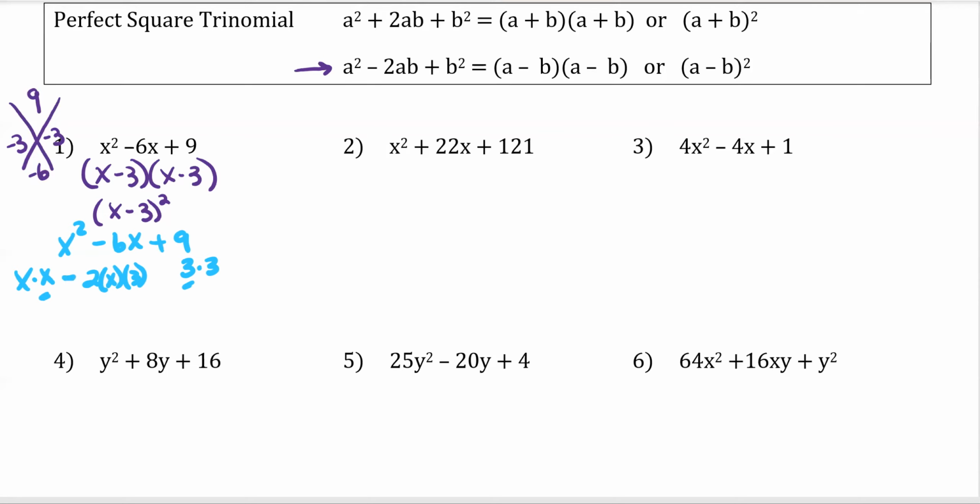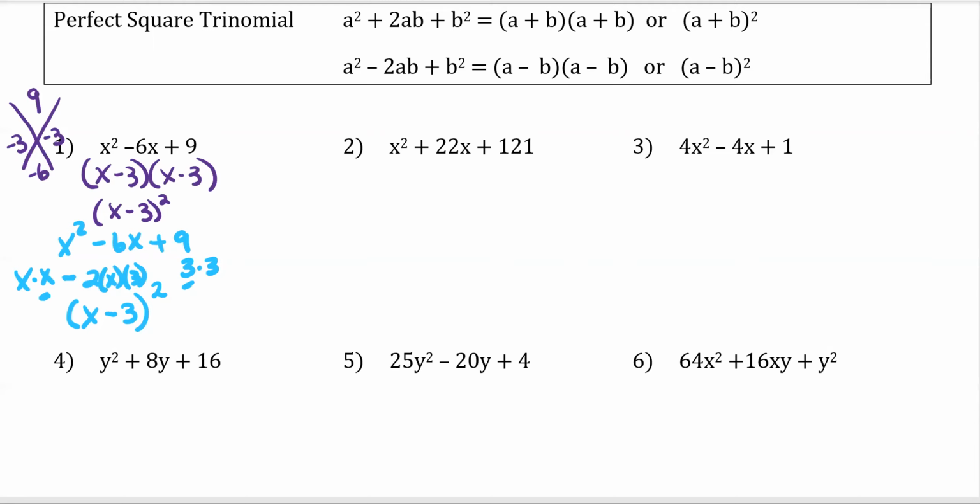The signs, you'll notice, if the middle term is a minus, then both of your factors will be minus. So we could use the pattern here, and we can conclude that this would be x minus 3 times x minus 3, or x minus 3 squared. And again, you can look for the pattern and use it, or you can factor using the techniques that you already know.